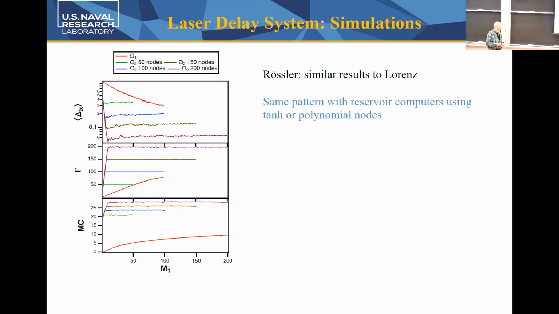I see the same patterns if I use Lorenz to drive this system. And I see the same sort of patterns using different kinds of nodes. So this happens, it's not just this system.